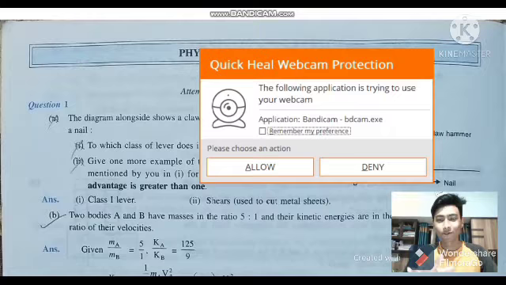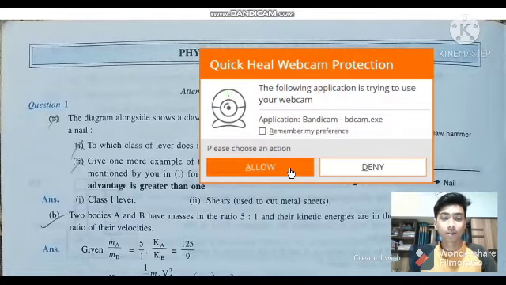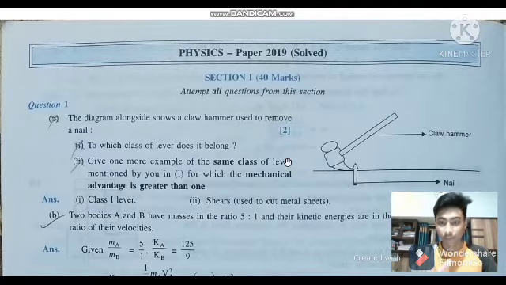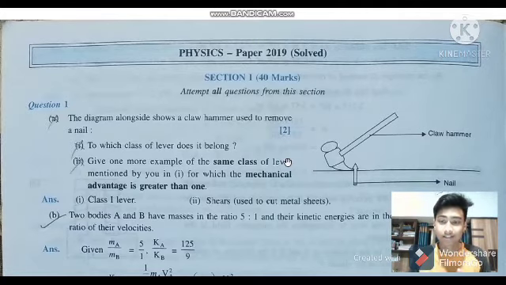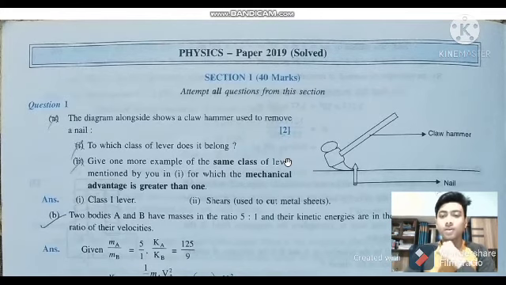All fine, sorted. So, guys, what we are doing today is that we are solving the physics paper for 2019. If you have not watched the previous session of physics ICSE paper 2018, the link is given in the I button. Just click on it, watch it, and then get back to this video, because that's the first thing which we have done for this series, and now we are over here with the second part of the series.